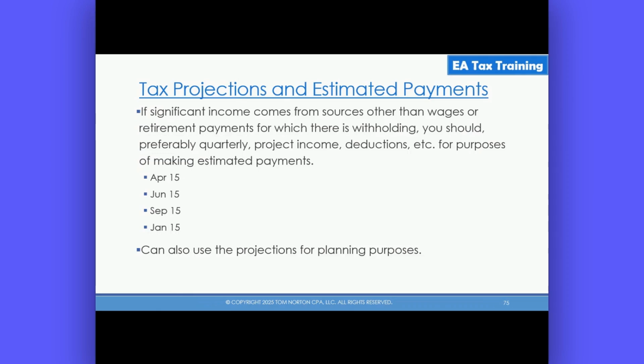As you'll recall, and I'm sure you've already memorized these, but these are the dates the estimated payments are due: April 15th, June 15th, September 15th, and then January 15th of the following year. When you do these projections, you're going to update them quarterly. You can use these for other purposes as well. So you use them for your estimated payments, but you can use them for all kinds of tax planning purposes and even for business planning purposes if you are dealing with a small business owner.